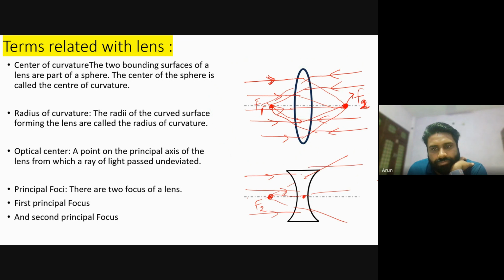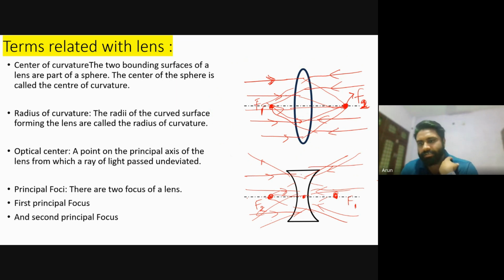And if you put the same ray from here, after divergence, they will move in this direction. So if you try to extend them, they will cut here. This is the first principal focus for the concave lens.